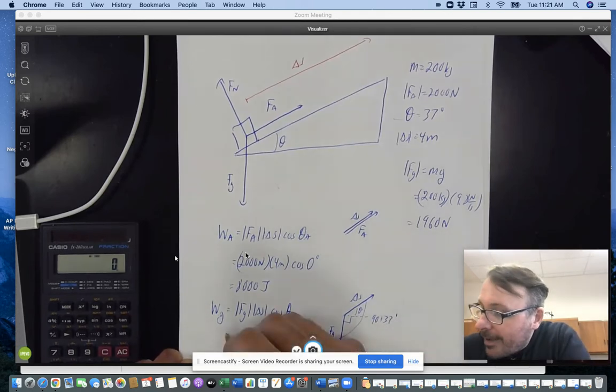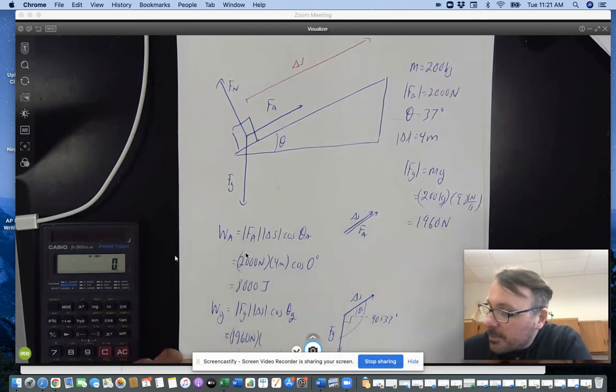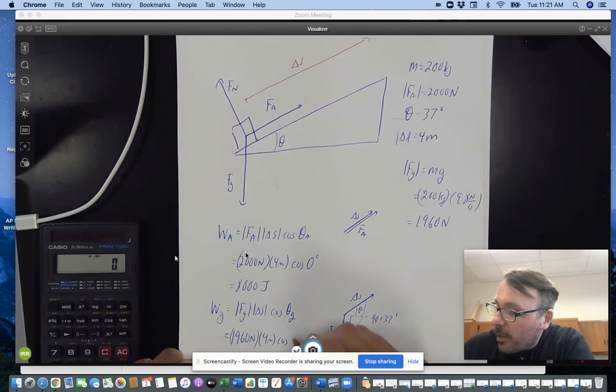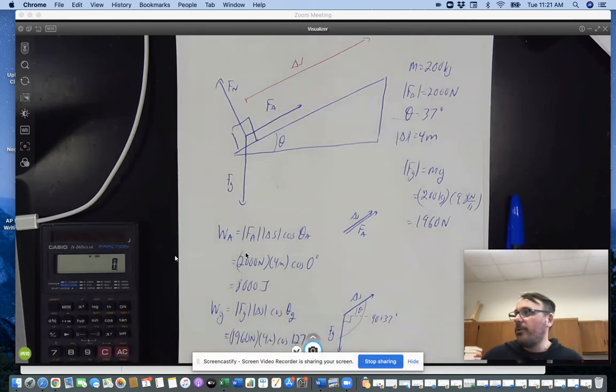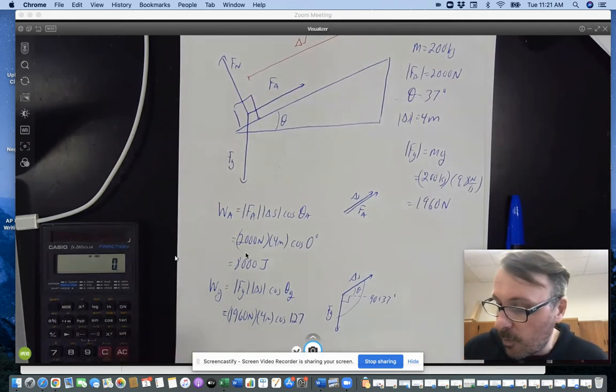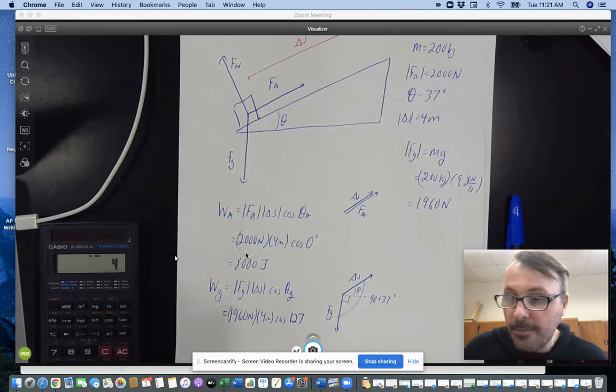So what do we have here? Well, I have 1960 newtons. I have displacement of 4 meters. I've got cosine of this obtuse angle of 127. Now, before we throw that in our calculators, let's think to ourselves, what do I know is true about the cosine of an obtuse angle? Hopefully, what you remember is that the cosine of an obtuse angle is going to be negative. So that means I'm going to have negative work here. So is that going to make any sense?